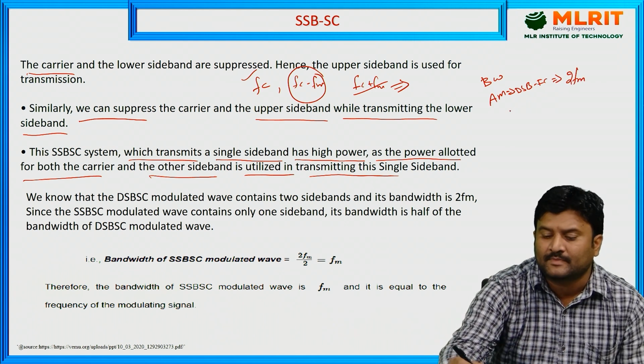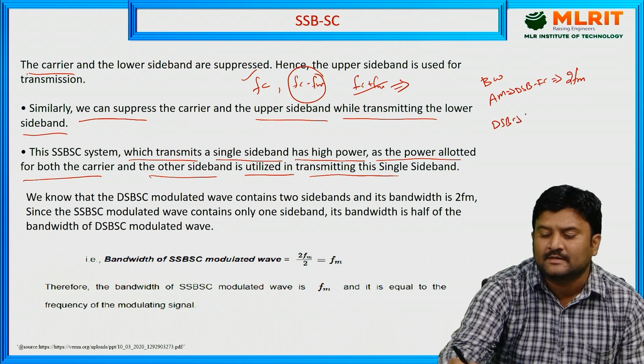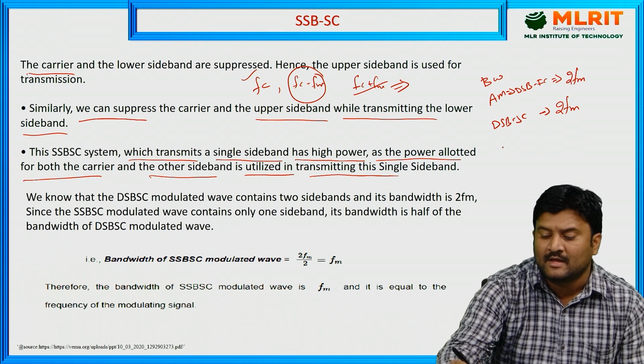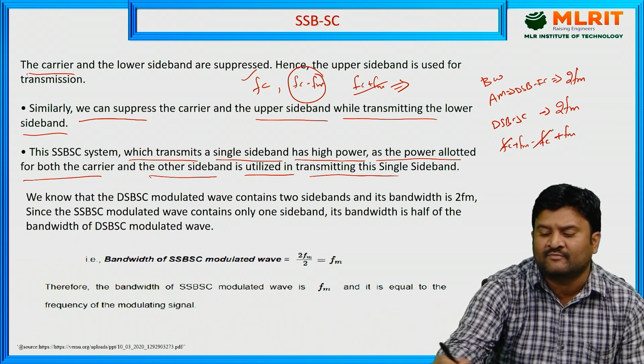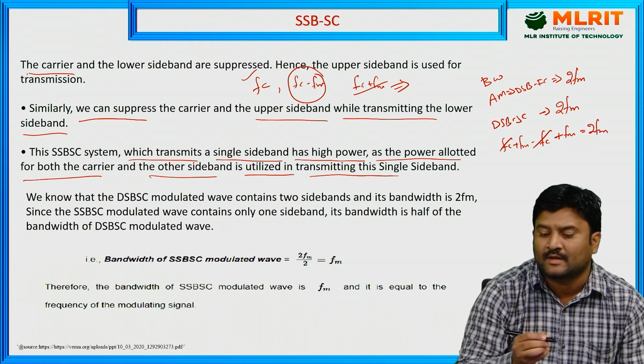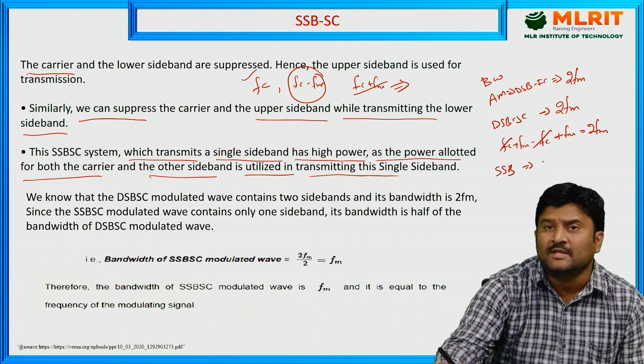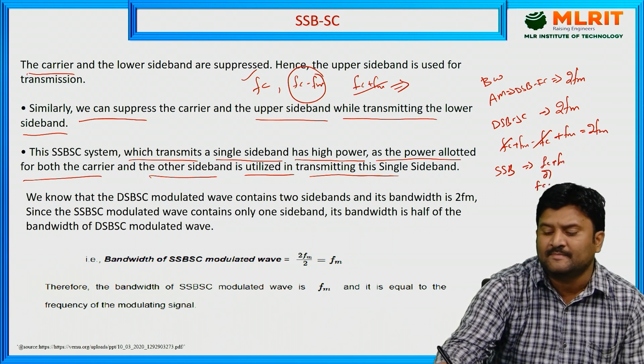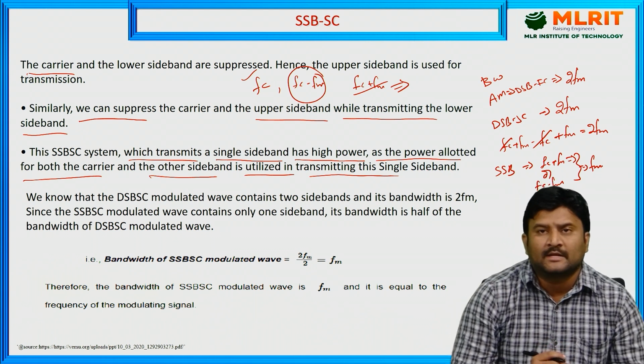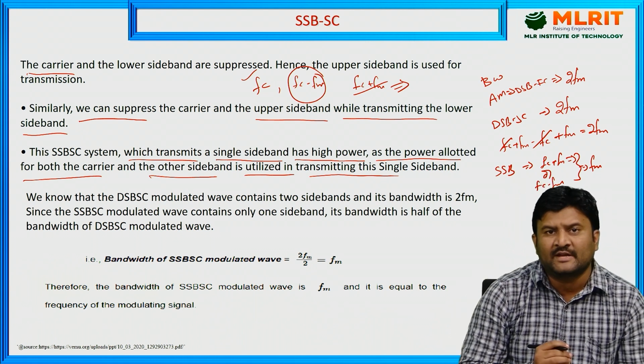And if you go for DSB-SC, the bandwidth is also equal to 2 FM, because of the two sidebands, FC plus FM and FC minus FM, therefore this is 2 FM. And if you go for SSB-SC, there is only one sideband, either FC plus FM or FC minus FM, without the carrier. Therefore, here the bandwidth should be half of the DSB-SC, nothing but FM.